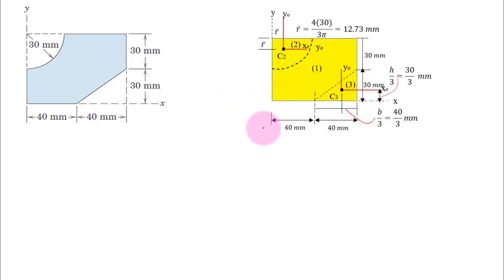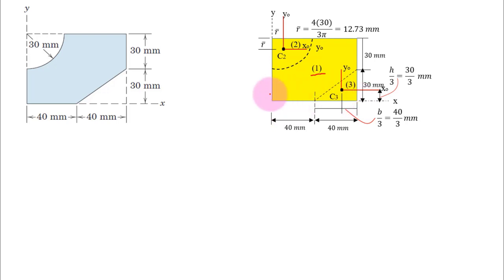And then the first step is we have to divide the composite shape into simpler shapes. So let's see, I'm going to call the shapes: shape 1 is the fully shaded rectangle, shape 2 is the quarter circle, shape 3 is the right angle triangle.